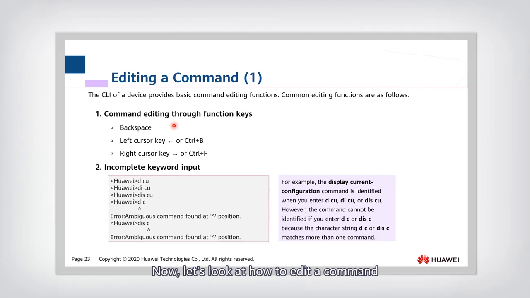Now let's look at how to edit a command in the command line window. You need to use the backspace, the left cursor key, or the right cursor key. Also, if you input an incomplete keyword, the system will tell you that this is incomplete or wrong. Here, if you want to display something and you only input d, it will tell you that this is an ambiguous command. You cannot input this invalid command.